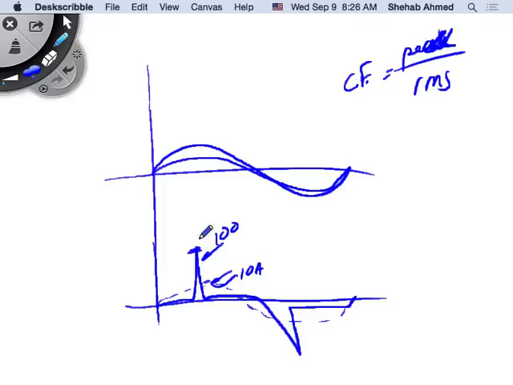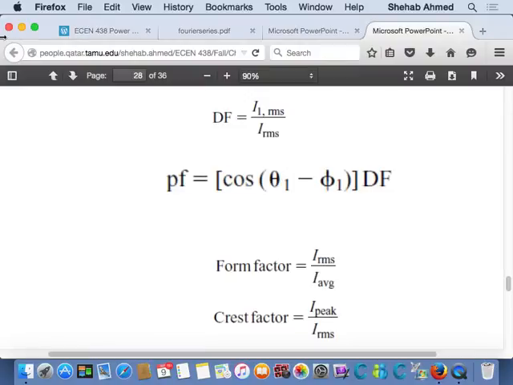So it's producing the same amount of power, but because of the distortion that we see in there, we have to rate our equipment to higher values. So it's more expensive equipment, right? So the utility doesn't like this.